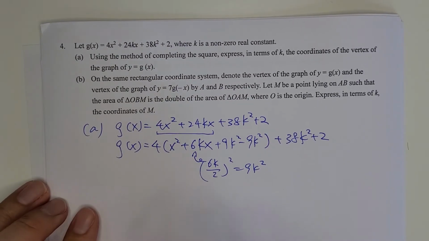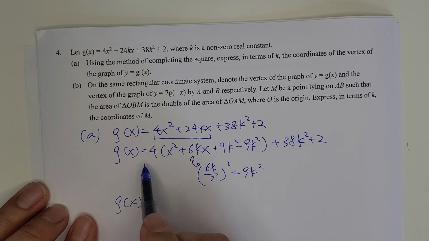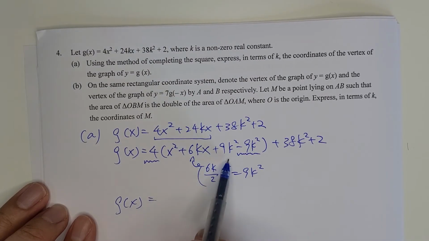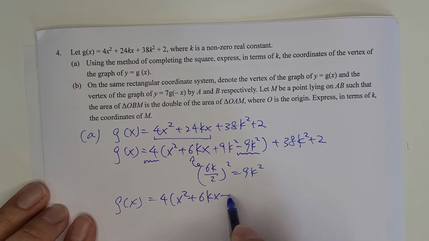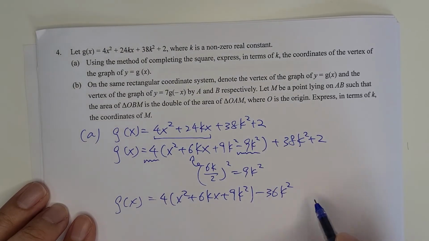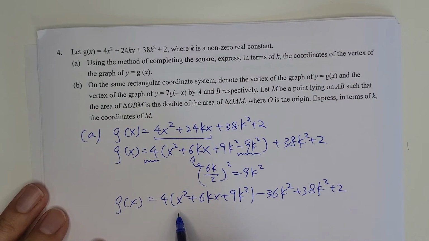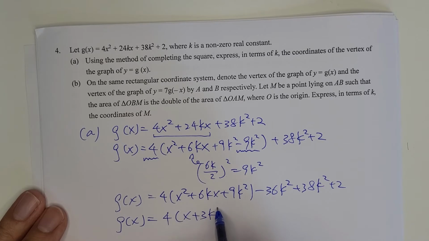So the next step you will do is multiply this 4 to this negative 9k squared. You keep the first 3 terms inside the bracket. So the negative 36k squared plus 38k squared plus 2, right? And inside these 3 terms, it is the perfect square, x plus 3k all square, and then plus 2k squared plus 2.